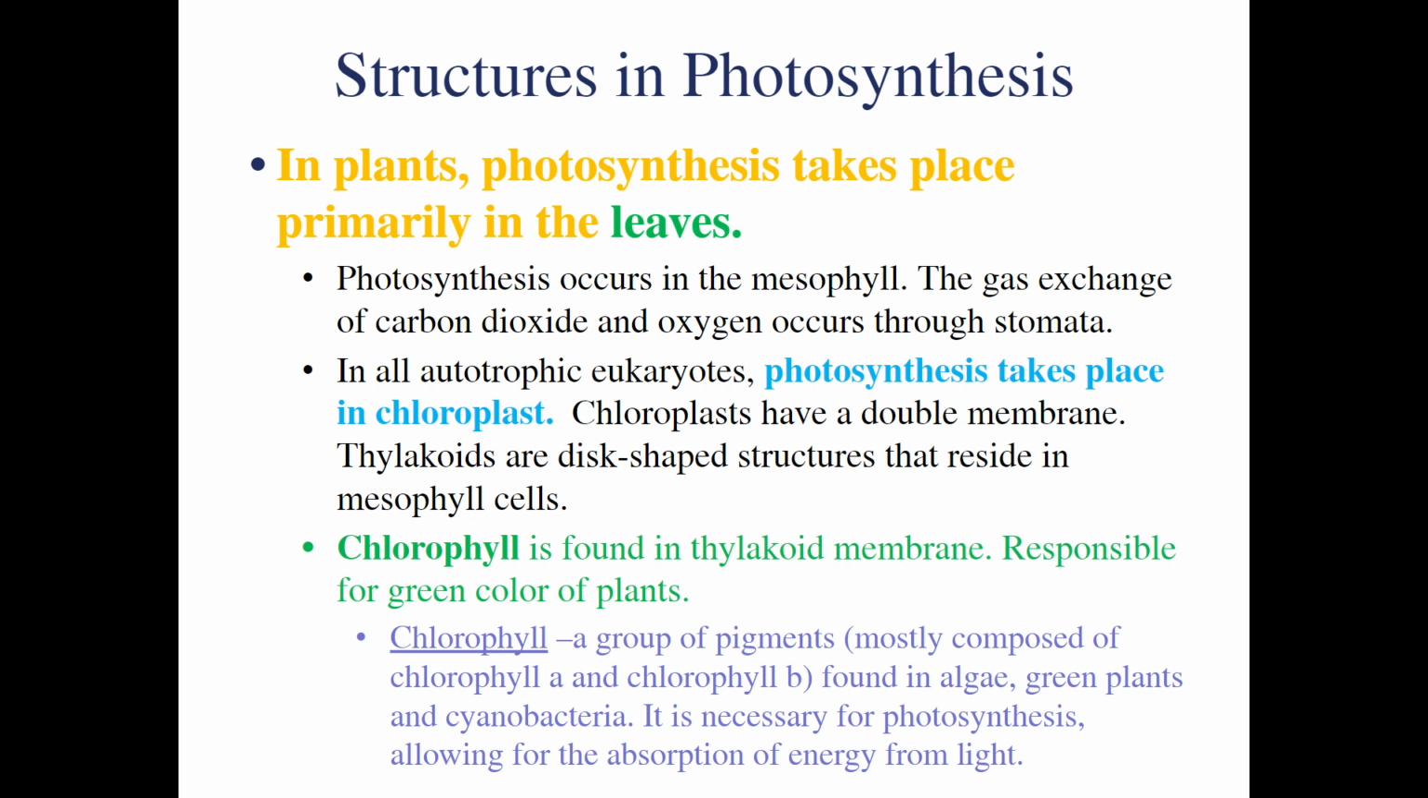And in all autotrophic eukaryotes, photosynthesis takes place in the chloroplast, an organelle of a plant cell that contains chlorophyll. Chlorophyll is a group of pigments. We have chlorophyll A and B. They have ranges in pigment shade from kind of yellow to green. And we find them in algae, green plants, cyanobacteria. And they are necessary for photosynthesis because chlorophyll is the light-absorbing pigment in chloroplasts that make up the plant cells of leaves, the primary structure in a plant responsible for photosynthesis.